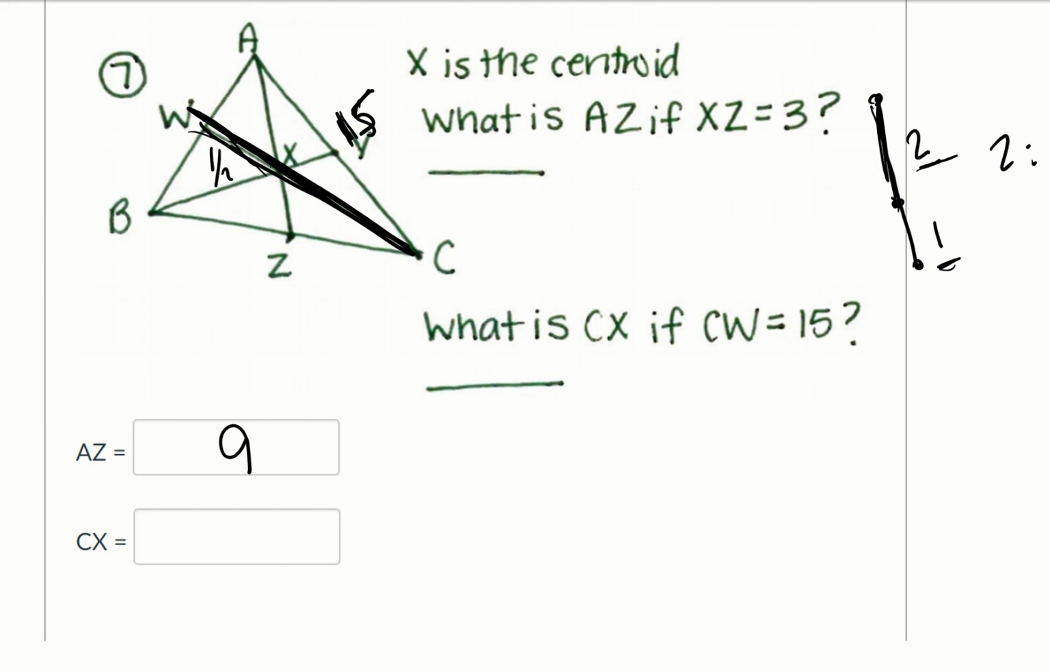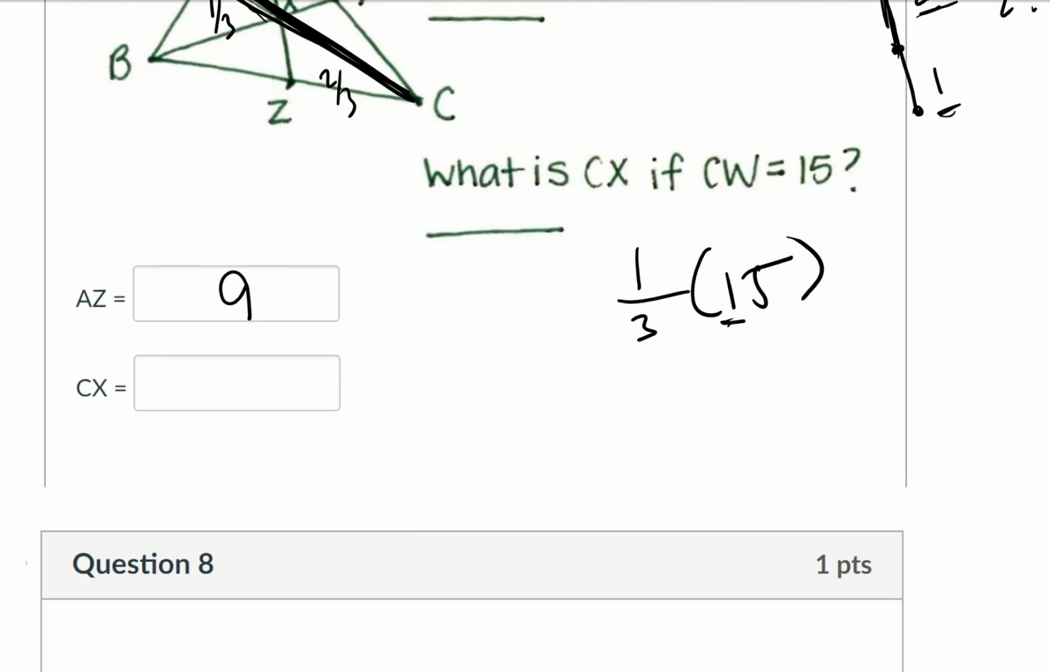So this is clearly the 1/3 one, and this is clearly the 2/3 one. The bigger one is the 2/3. So let's figure out the 1/3. What is 1/3 of 15? All you have to do is multiply those two numbers. Put this over an invisible 1, and then multiply straight across.